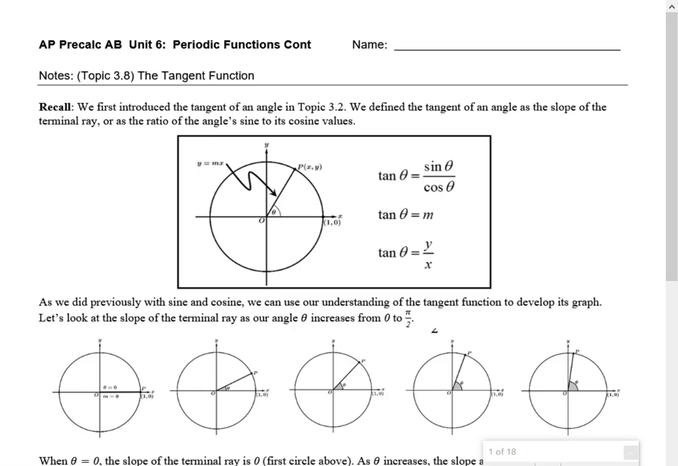Okay, 3.8 tangent function. So when we started with the unit circle in the previous unit, we had a pattern with the sine and a pattern with the cosine.